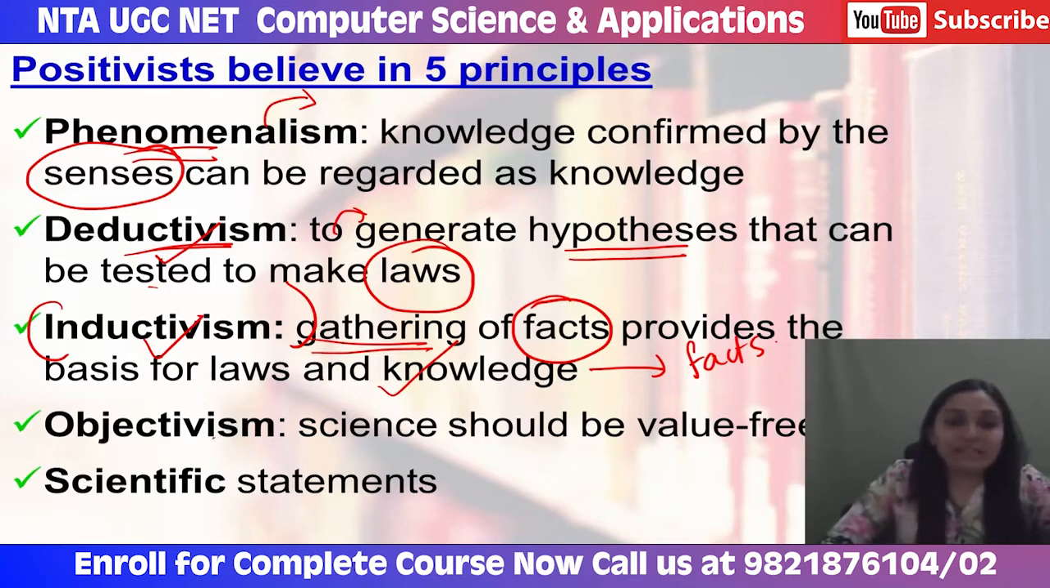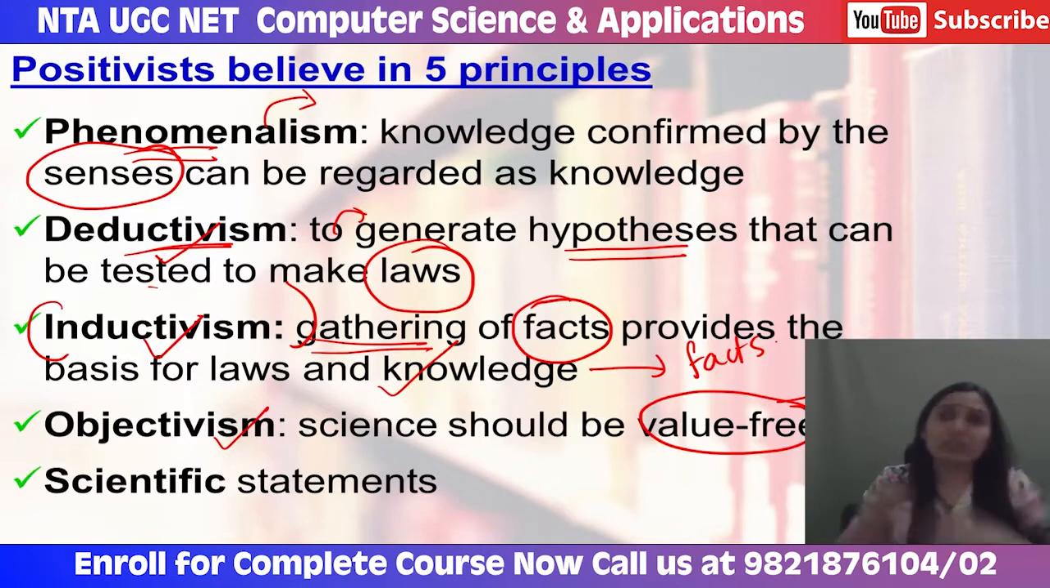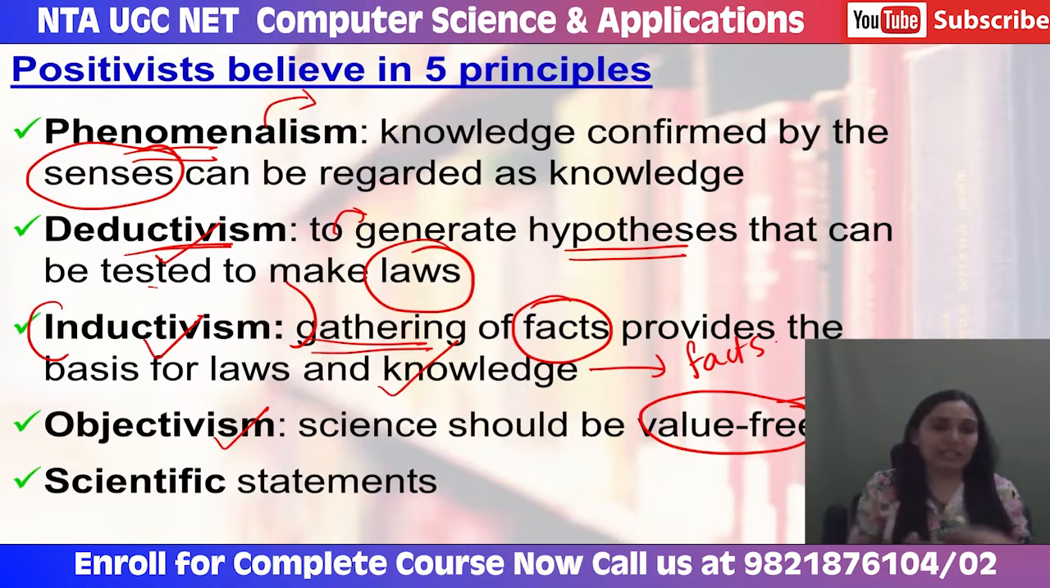Now, objectivism means science should be value free. It should be based on objectives, not on values. It should be value free, based on objectives and scientific statements. So these are the 5 principles in which the positivists believe.